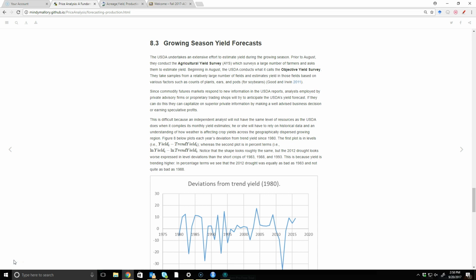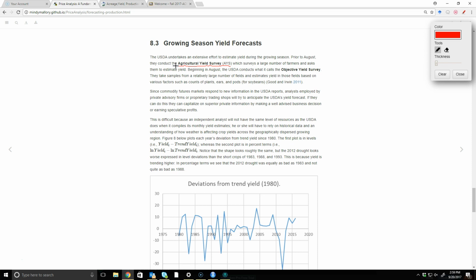So prior to August, they don't have a way to go out and actually measure what yields will be, or at least they don't employ a method like that prior to August. But they do what they call the Agricultural Yield Survey. And that's where they basically send a survey out to a large number of farmers and just ask them to estimate yield. And that's just basically what they can do prior to when they can go out and measure pod counts and plant populations and number of ears per plant and all kinds of stuff that they can use once the crop is a little bit more mature.